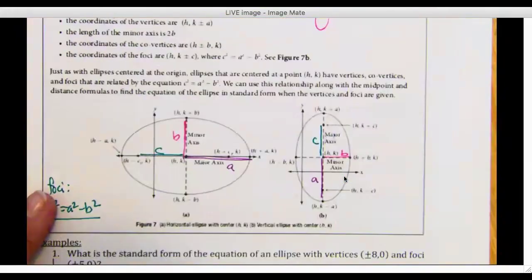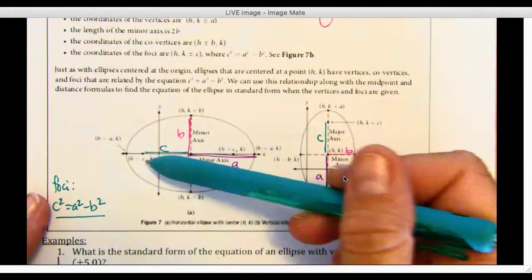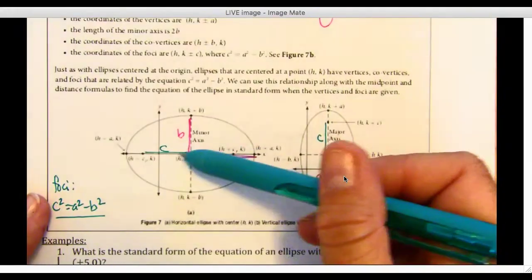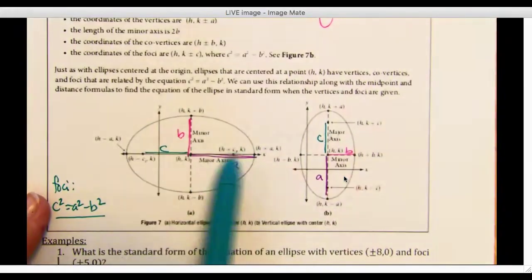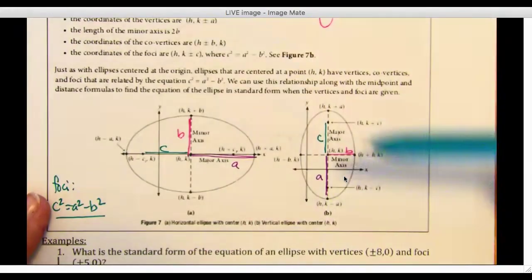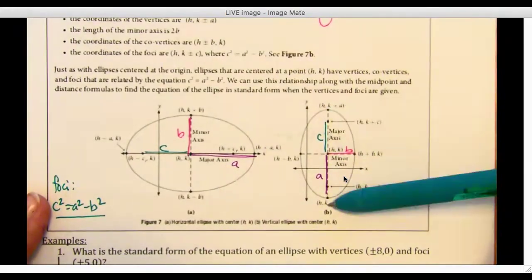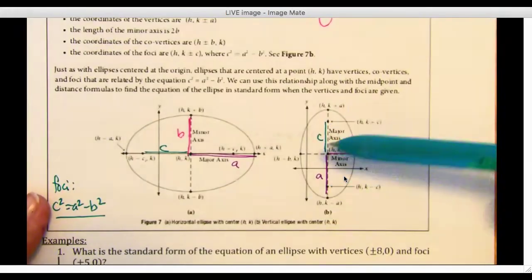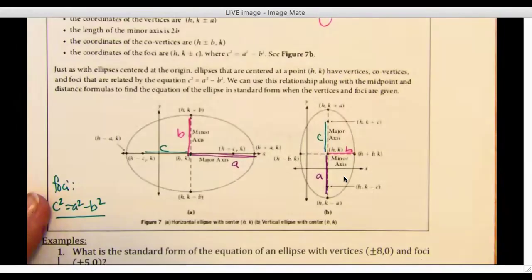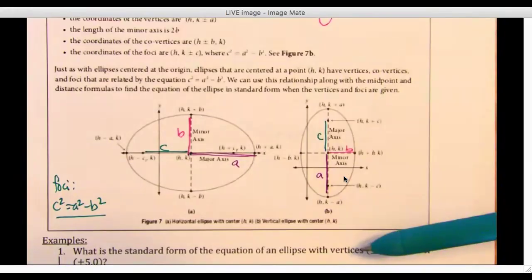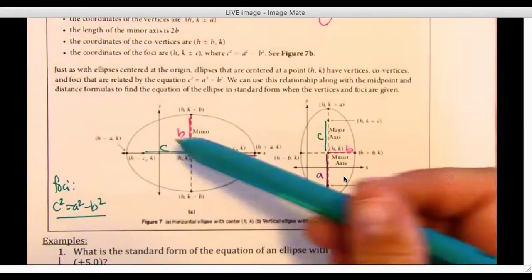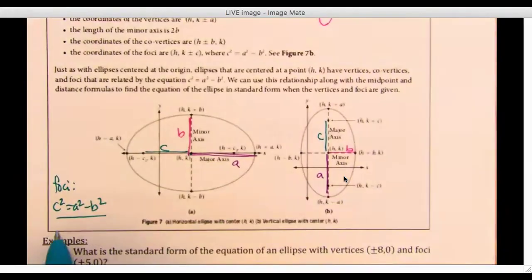Now, ellipses also have what are called the foci, or the focus. There are 2 of them, and they go out a distance of c on the major axis. If this is a horizontal ellipse, this is the major axis. If it's a vertical ellipse, this is the major axis. So whatever type of ellipse it is tells you where your foci are going to be. And that distance is c, which we can find from a squared minus b squared. That'll tell us our c squared value.